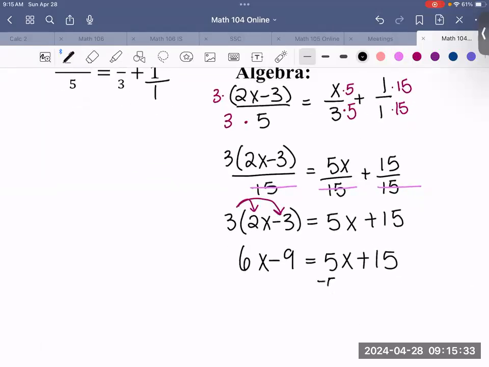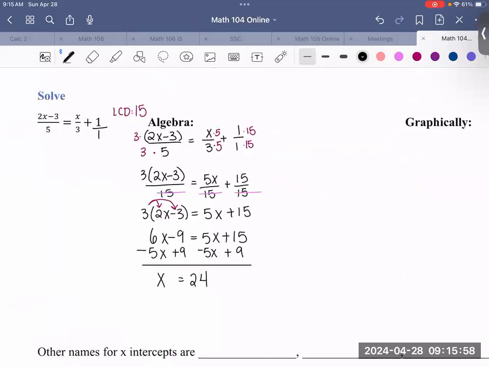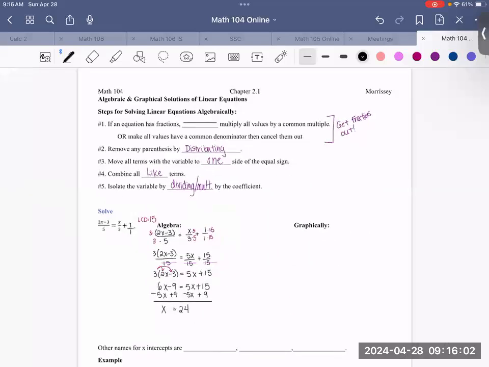We can subtract your 5x to the other side. And we can go ahead and add 9. So we get x is equal to 15 plus 9, which is equal to 24. So x is equal to 24. So this is my favorite way to get rid of fractions pretty quickly.